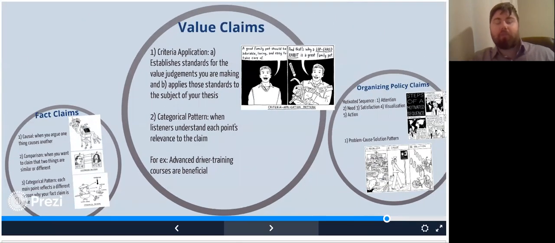And now value claims. For example, you have the criteria application. You establish a standard for the value judgments you are making, and then you apply those standards to the subject of your thesis. So you have to establish the criteria and then apply it to what you're presenting. As an illustration, think about what would make a good pet. You would say, a good pet would be someone or something that I can pet. No, maybe not pet, maybe pet. All right.